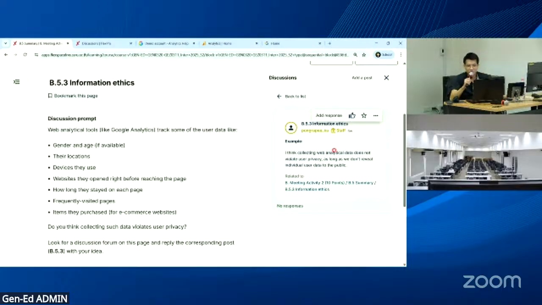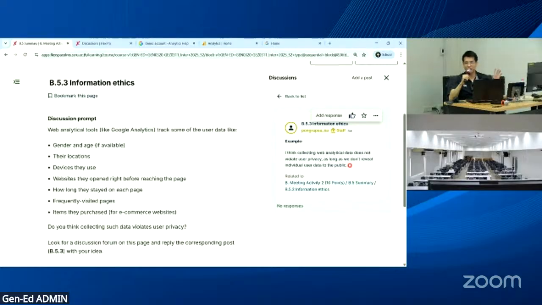Okay, and I said, I think collecting web analytical data does not violate user privacy as long as we don't reveal individual users' data to the public. That is my idea. I think it's okay. The visitors don't mind if I collect the data because I did not reveal their identity. But the problem may arise if I publicize the information to the public.